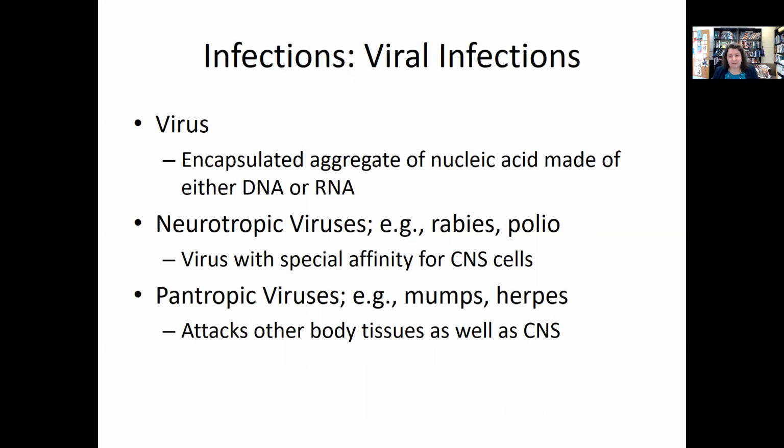So you have neurotropic viruses. These can be things like rabies and polio, things that we have excellent vaccines for now. These have a special affinity for central nervous system cells. They love them some brain or spinal cord, and obviously lots of severe consequences as a result. Pantropic viruses, things like mumps or herpes, attack sort of indiscriminately.